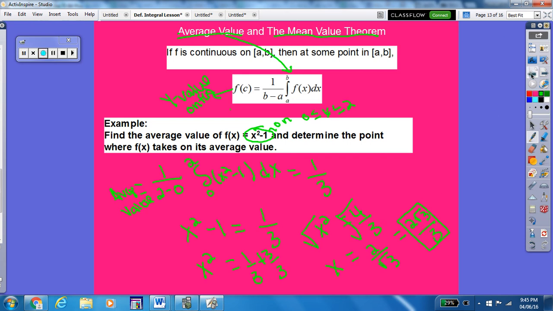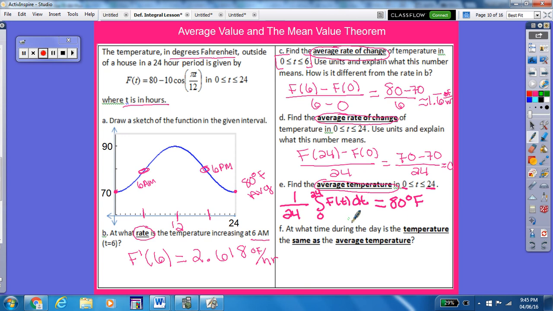So how does this go back to that last question at the beginning we sort of skipped over? It says, at what time during the day is the temperature the same as the average temperature? Well, the average temperature we found was 80. So now we have to find at what time of the day that temperature equals 80. So that would be this function. In other words, we have to set this whole function equal to 80 degrees. So we have 80 minus 10 cosine of pi t over 12, and we set that equal to 80.